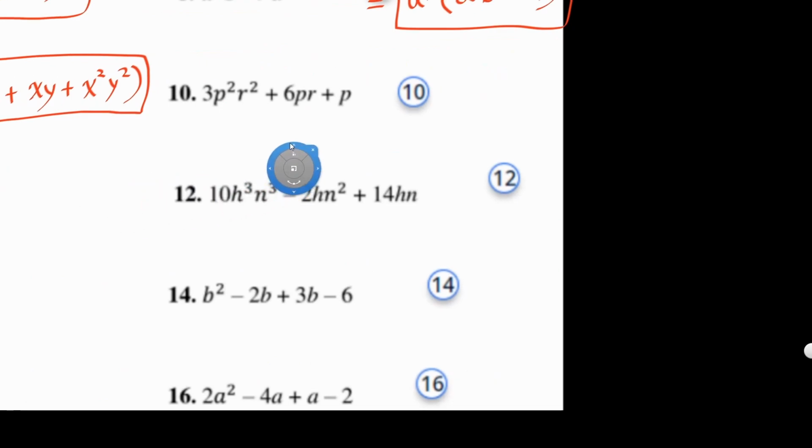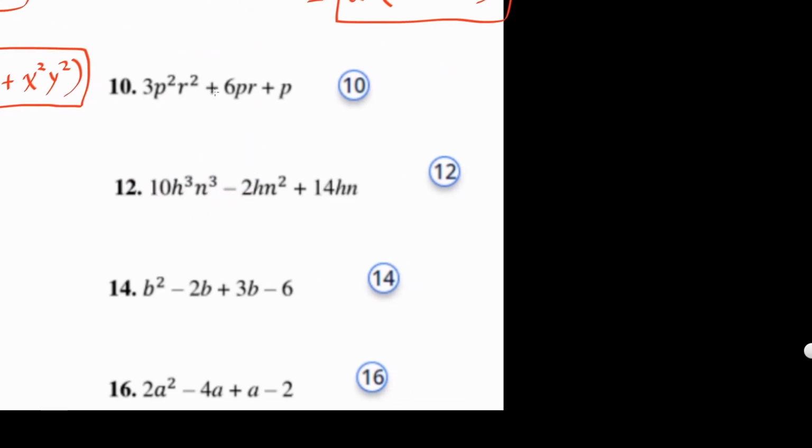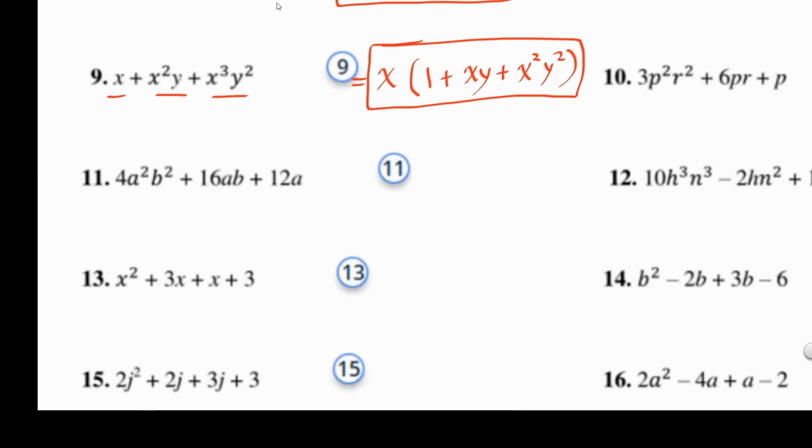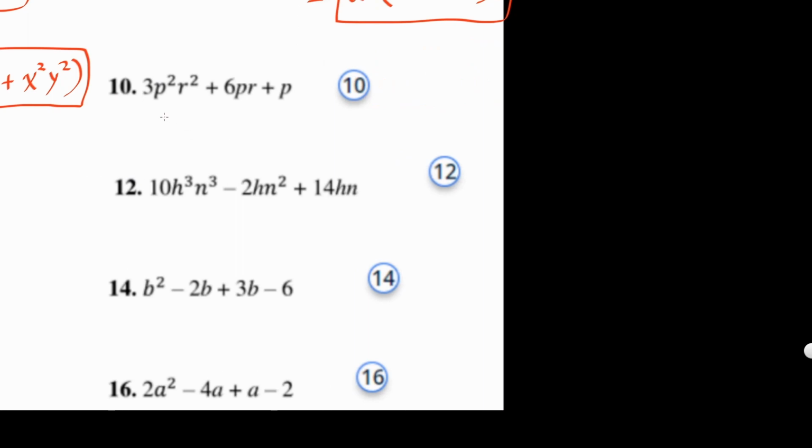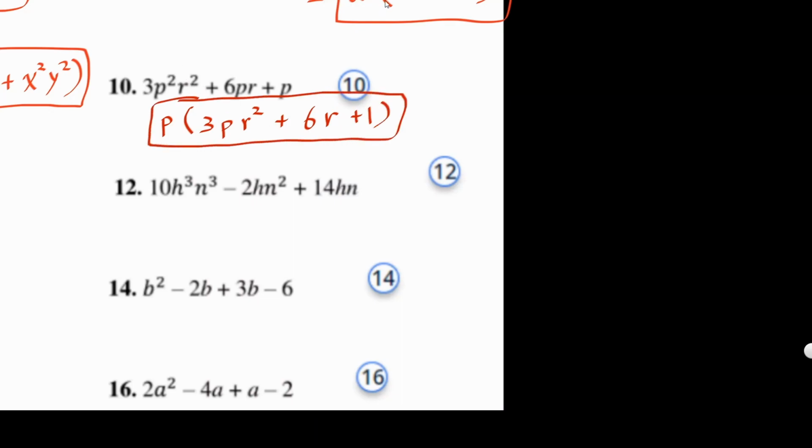Let me make it a little bit brighter red. Number 10. Let's see. Okay, they all have p in common, so p can be factored out. So if I factor p out, let me write it underneath here. I'm going to take out p here. So that's 3pr squared plus 6r only, and then plus 1. Okay? And nothing else can be factored out. So that was number 10.